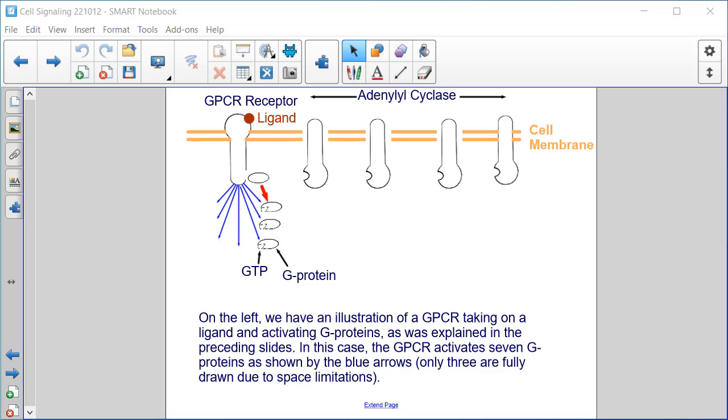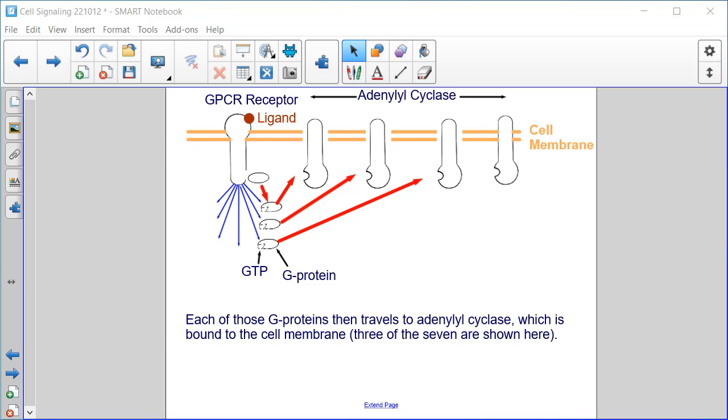On the left, we have an illustration of a GPCR taking on a ligand and activating G proteins. So here's an inactive G protein, now active with a GTP, by the same process that we explained in the preceding slides. In this case, the GPCR activates 7 G proteins, as shown by these 7 blue arrows. I only drew 3 G proteins fully due to the space limitations, but assume we have these same activated G proteins all the way around.